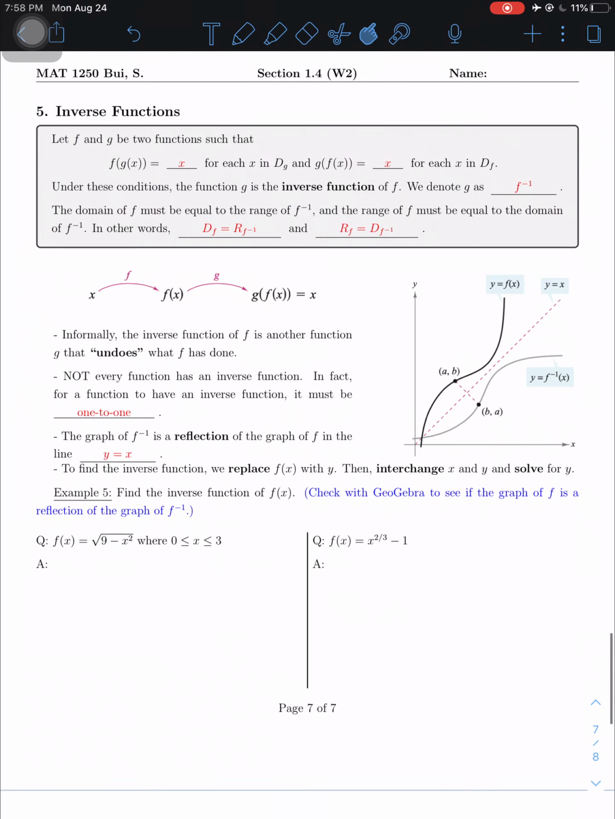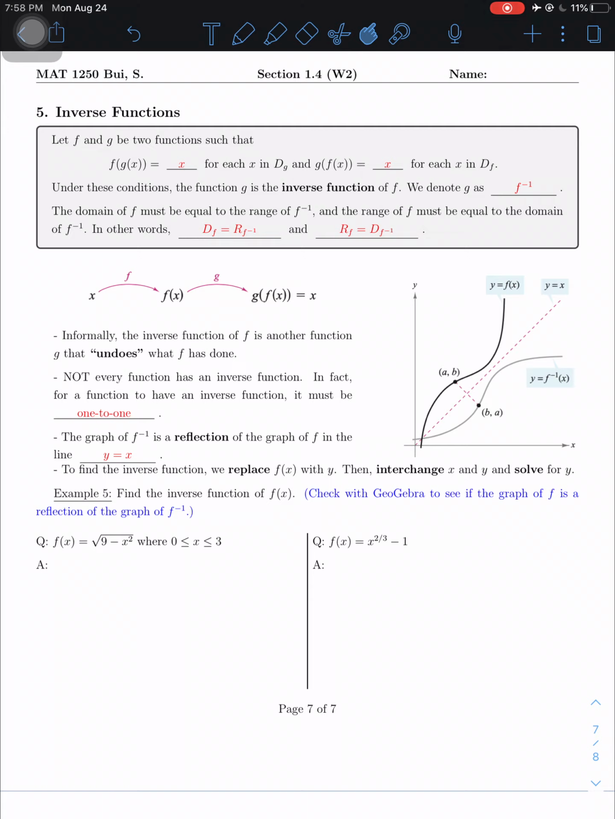Okay, last objective. Remember to focus on this one because it's going to be on the test and in your quiz. Let f and g be two functions such that f of g of x equals x for each x in the domain of g, and g of f of x equals x also, but for each x in the domain of f.